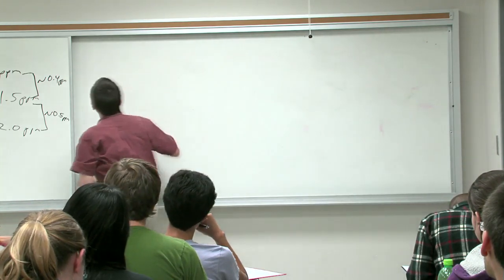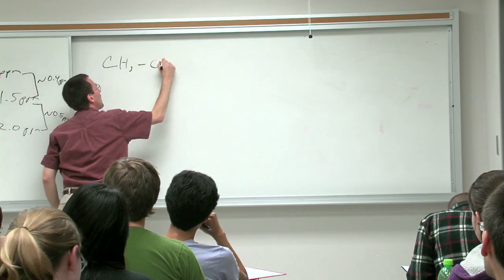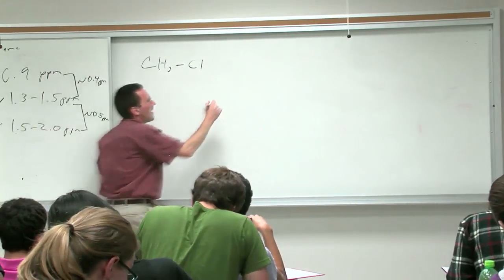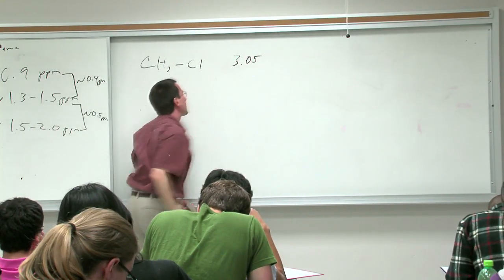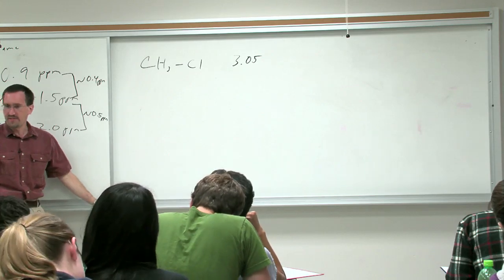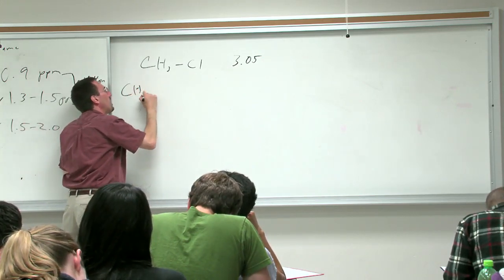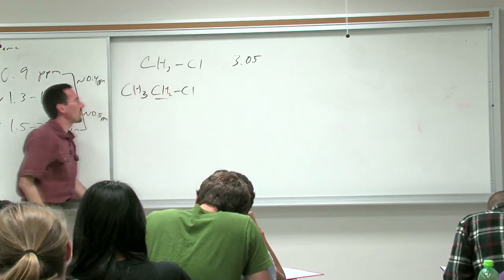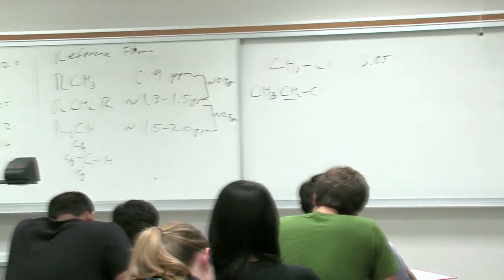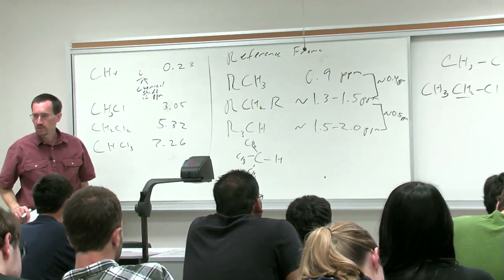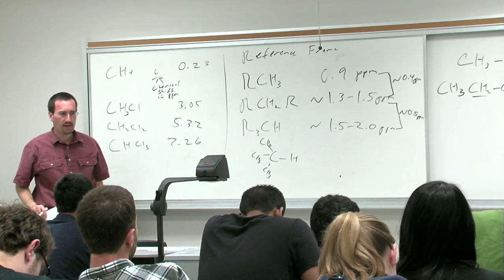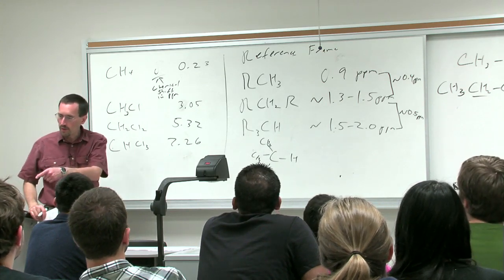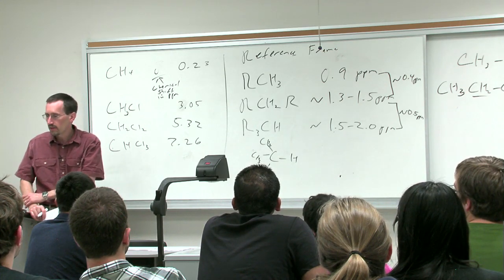So a little knowledge may be a dangerous thing, but a little knowledge is also a very valuable thing. So we already have a little knowledge that chloromethane is at 3.05 ppm. Now let's consider the methylene group in chloroethane. So where do you expect the methylene group to show up? 3.09. Okay, how do you get 3.09?